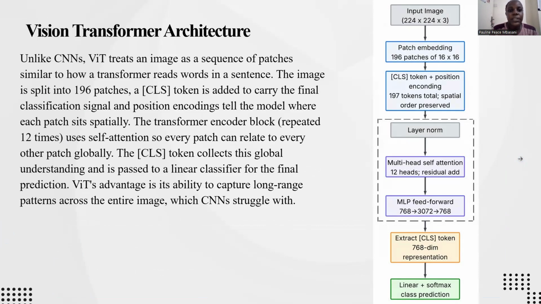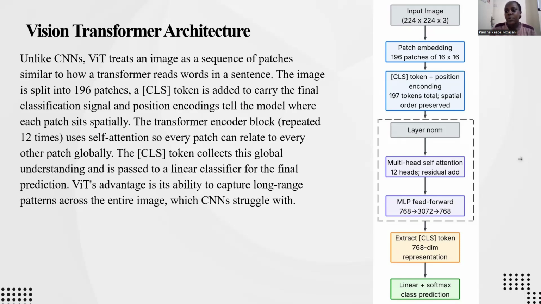Then this slide explains the architecture for this model. We have an input image of 224 by 224 pixels. This is the resolution of the image, which is divided into 196 patches, each of 16 by 16 pixels. So every patch has 16 by 16 pixels. Then we have a special token called the CLS token. This token collects global information from all other tokens. For this model, attention replaces convolution. Like I said, it has no convolution at all, like in the VGG-16. So for this one, we use self-attention.